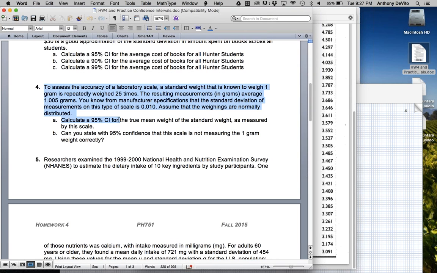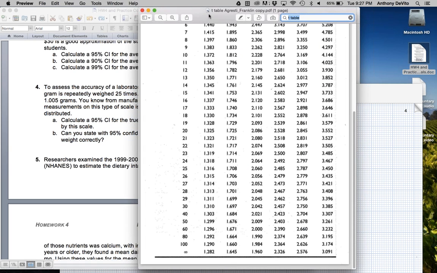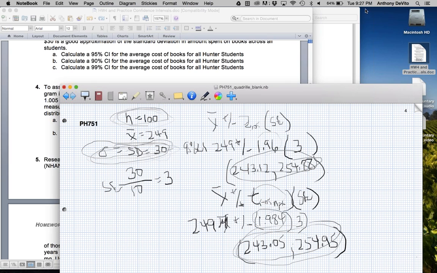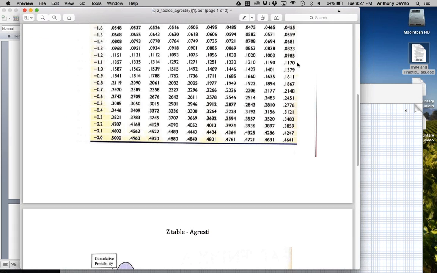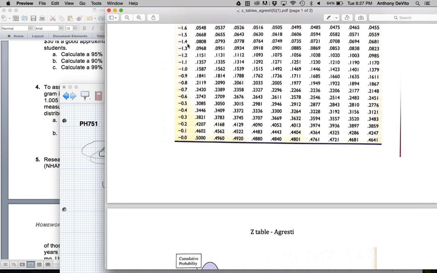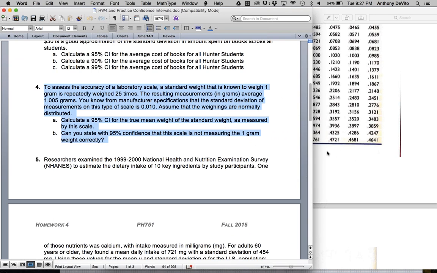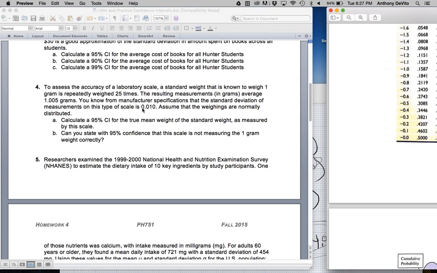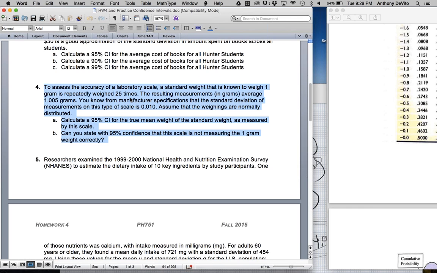Okay, so to assess the accuracy of a laboratory scale, a few guys were a little confused by the wording on this particular problem. I appreciate that. It's kind of a little bit offbeat. Okay, let me move this out of the way and get back to this. To assess the accuracy of a laboratory scale, a standard weight that is known to weigh exactly 1 gram is repeatedly weighed 25 times.